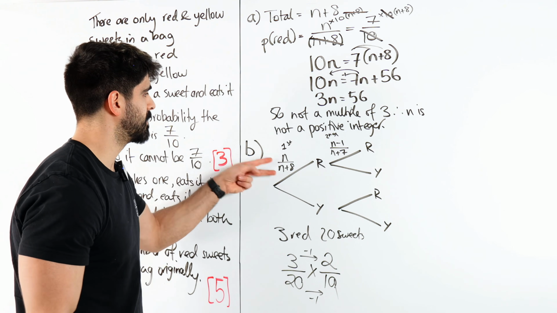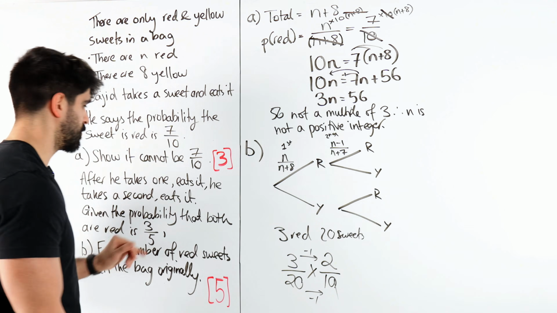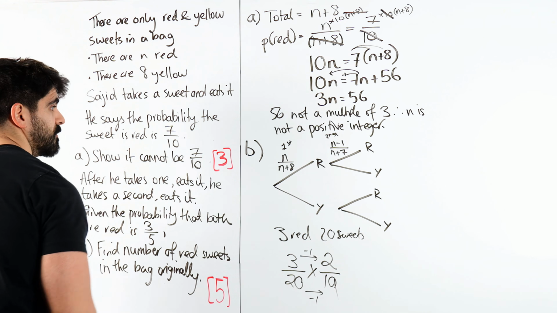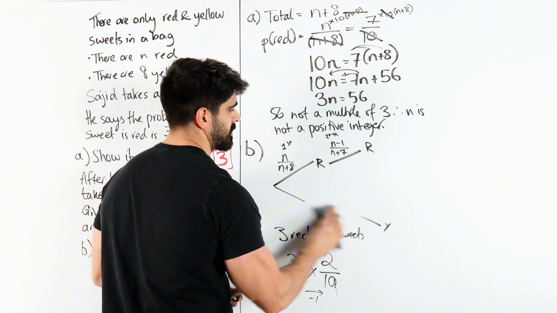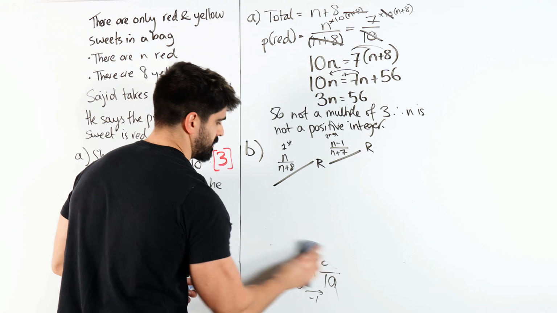Now, these two multiplied together give you 3/5. And that's what we're going to have to solve. Now, just for space reasons, I'm going to remove these branches because they are not interesting to us.